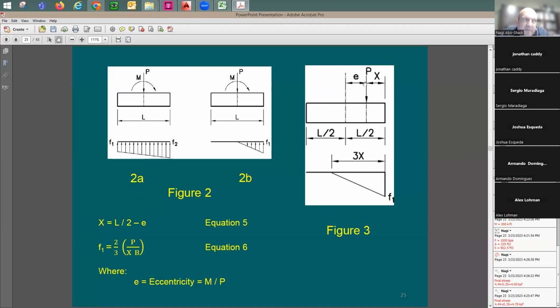This distance from the point load to the end, I'm going to call it here X. And this X in equation is going to be equal to 1/2 of the length of the footing subtracting E. It's right here, 1/2 of the length subtracting E.